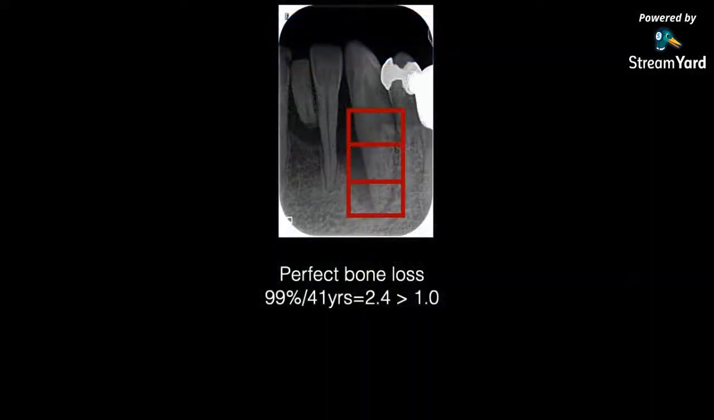And about the percent bone loss, to help our understanding, we put a red ladder on the X-ray and calculate. The defect was almost to the apex, so almost 99% divided by age, 41 years old, equals 0.4, which is more than 1. So grade C.